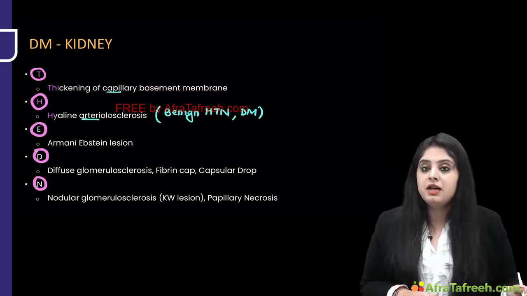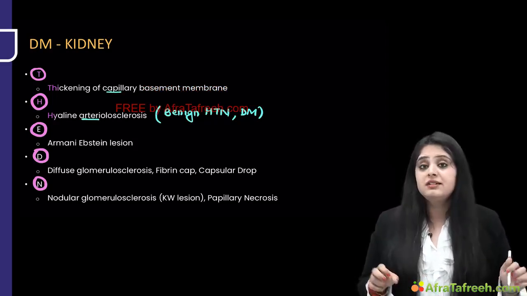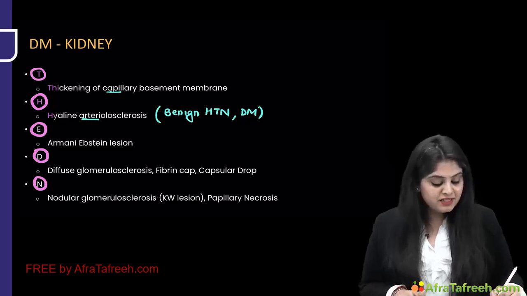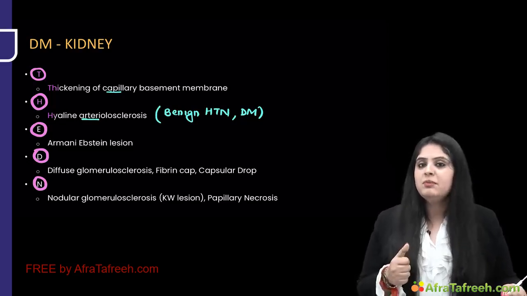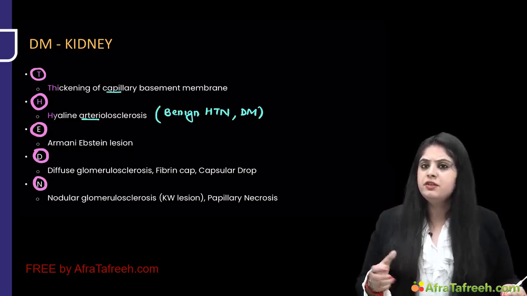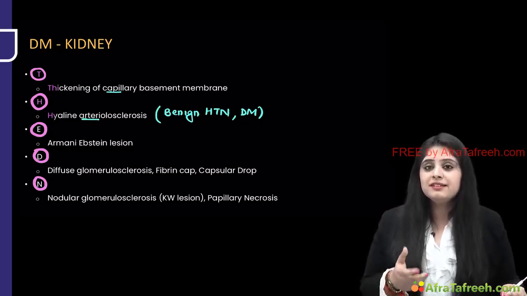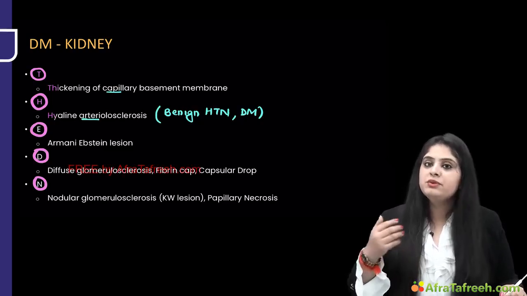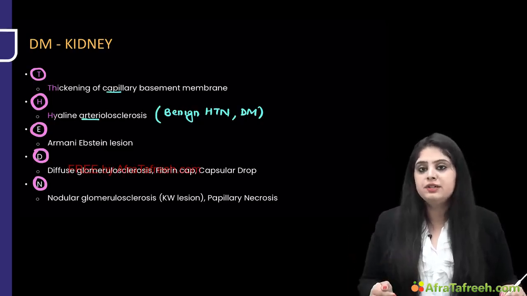Comes the E, Armani-Epstein lesion. Quite a fancy and quite a branded name, na? Armani-Epstein lesion. So tell me, can you buy brands at the age of 15 or 20? These brands are really expensive. So you have to work very hard in life and you have to earn a lot of money to be able to buy that brand. So you will be able to do that at a very later stage. You can't do it early on in life.